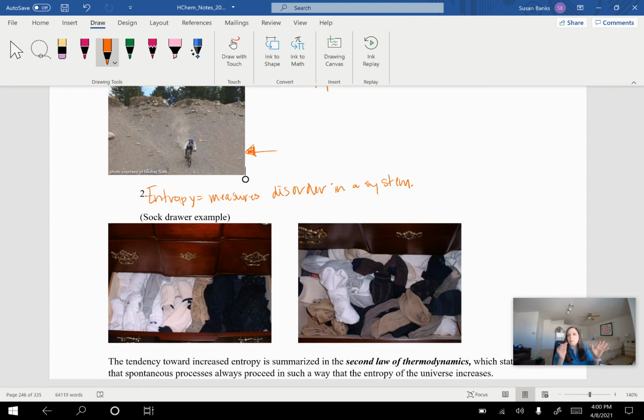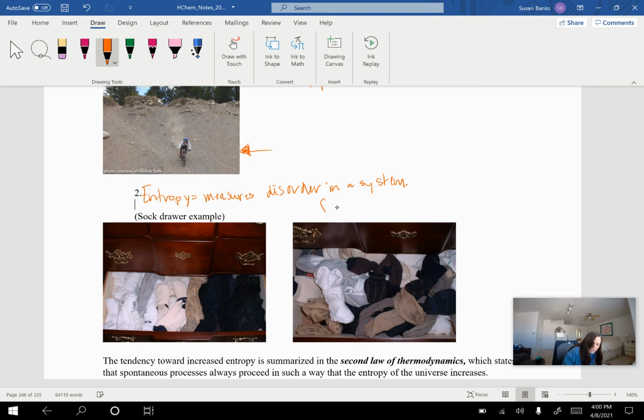It's also a bit of chaos, because we're measuring order. So this is a measurement of chaos in a system. So you can also think of it as measuring chaos. Okay? And it's a probability measurement as well.